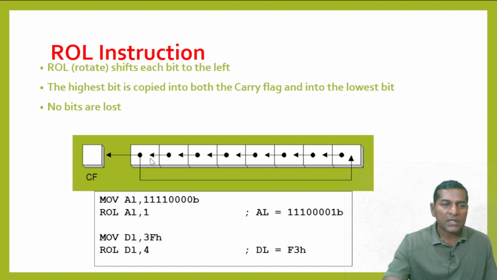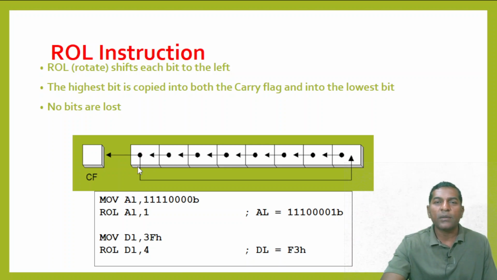So this is the highest bit, it is the D15 bit in the case of 16-bit information, D7 bit in the case of 8-bit information. When we apply this ROL instruction, the contents at the B15 bit will be copied into the B0 bit, whereas the same contents are moved or copied into the CF flag or carry flag.